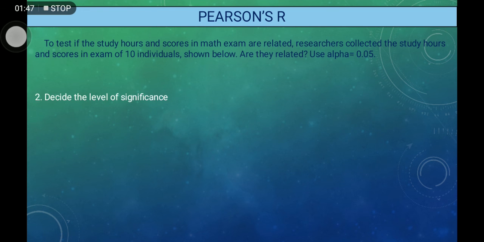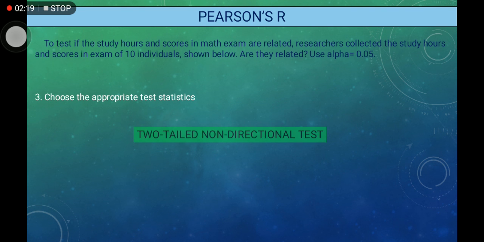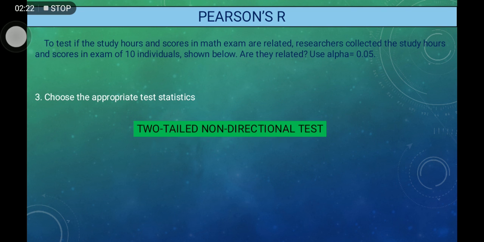Step 2. Decide the level of significance. Level of significance and alpha is the same. So, our level of significance is 0.05. Step 3. Choose the appropriate test statistics. So, sabi ko nga kanina, sa pangalawang example natin, na kapag yung sign ng alternative hypothesis is not equal, our statistics test is two-tailed non-directional test.